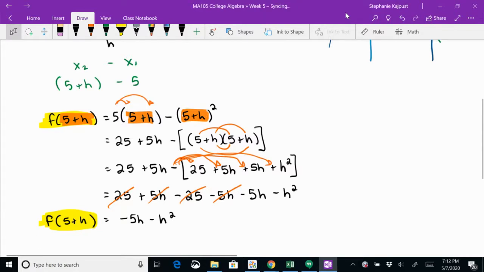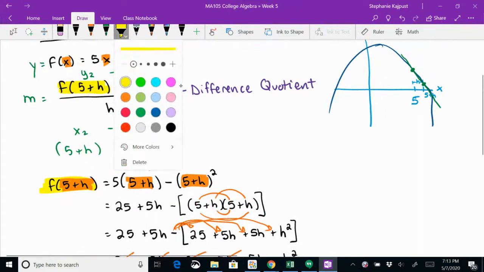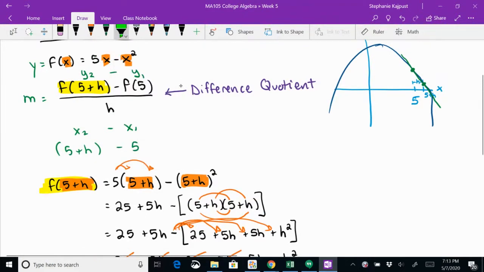Okay. So now I'm going to go back up here. I just did the f of 5 plus h thing. Now let's do f of 5. I'm going to do that over here. I should have enough room. f of 5. Now everywhere that I see x, I'm going to replace it with 5. So I have 5 times 5 minus 5 squared.